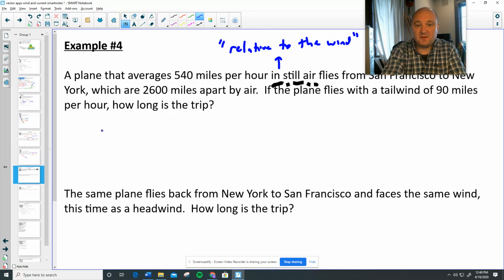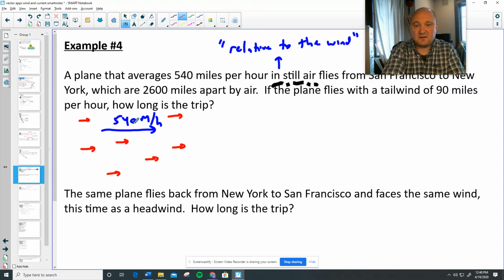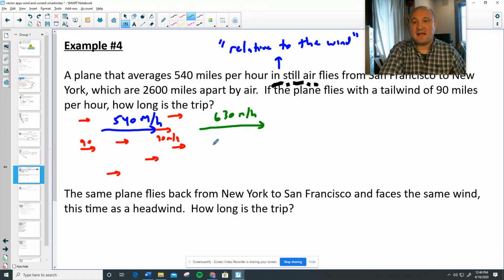Okay, so here's my plane. It's going west to east, and it's going 540 miles an hour. And then I also have a tailwind. Now remember, vectors don't necessarily have starting points, so there's little 90 mile an hour winds all throughout the route, but each one of these is a 90. So if the plane's flying with this tailwind, it's got 540 miles an hour plus the 90 miles an hour. So together, it's going 630 miles an hour, right? Which is the 540 plus the 90. All right, how long is the trip?